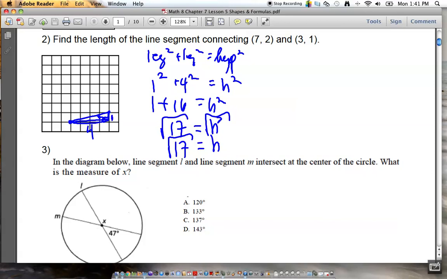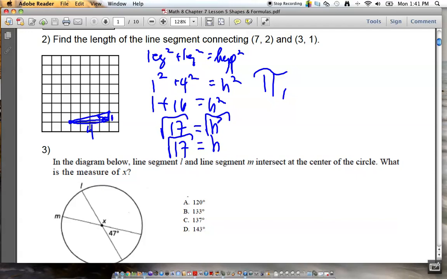Anybody remember the name for that kind of number? There are several names, but there's one in particular I'm looking for. What? Irrational, very good. What's our favorite irrational number? The one everybody knows. Good, pi. And then there's this one called e that you'll learn about when you get a little older. That's probably the second most favorite.